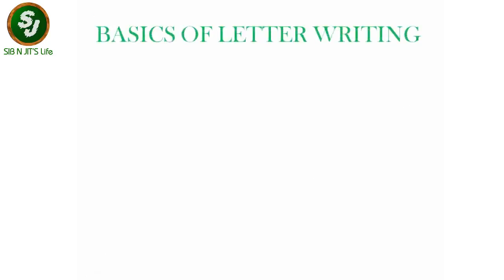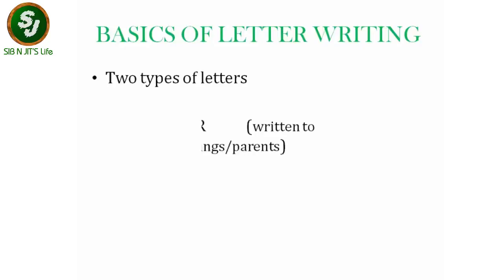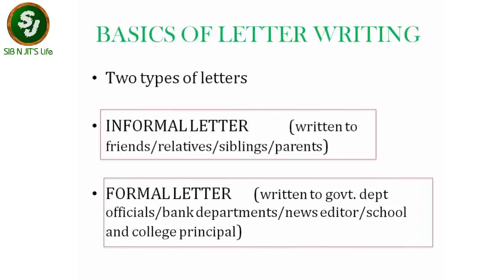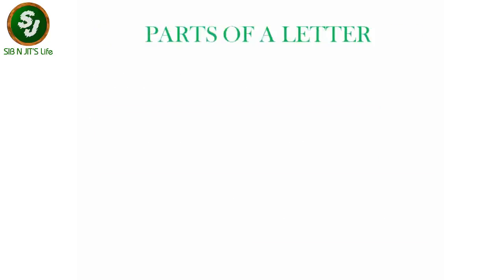Next we come to the basics of letter writing. In the basics of letter writing, first we'll be discussing the types of letters. We have two types of letters: the informal letter and the formal letter. An informal letter is generally written to our friends, relatives, siblings or parents. Formal letters are the letters which we write to government department officials, bank departments, news editors, or a school or college principal. Clear?